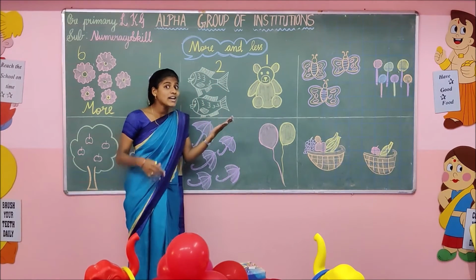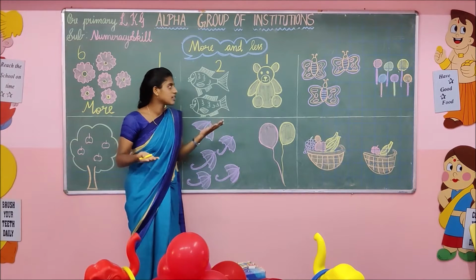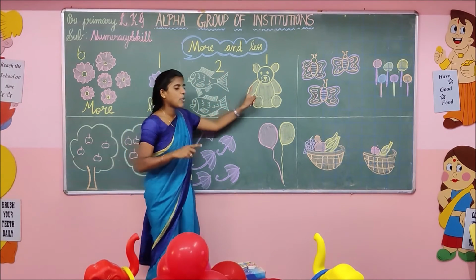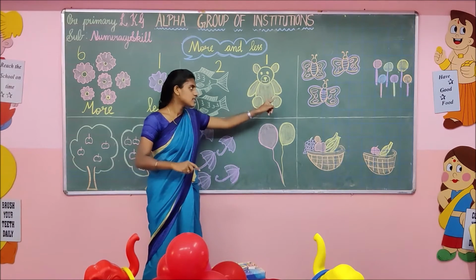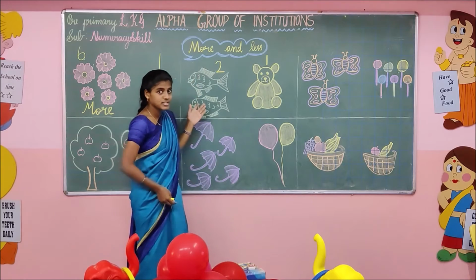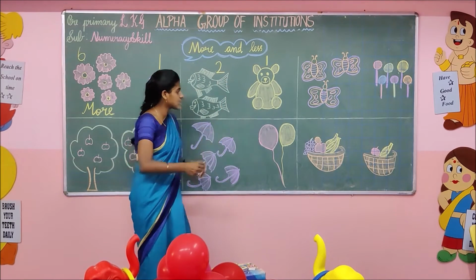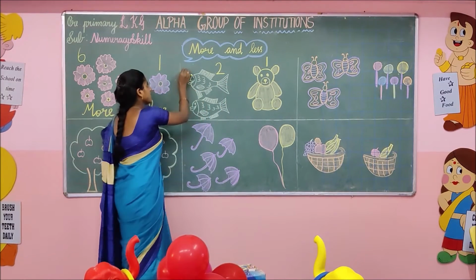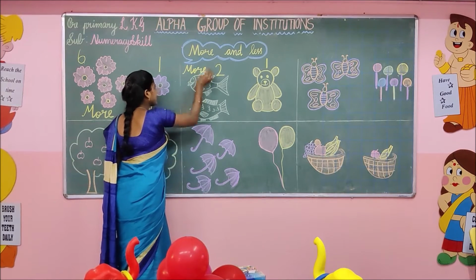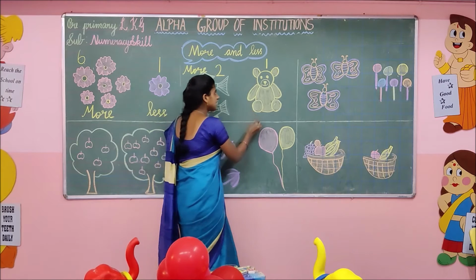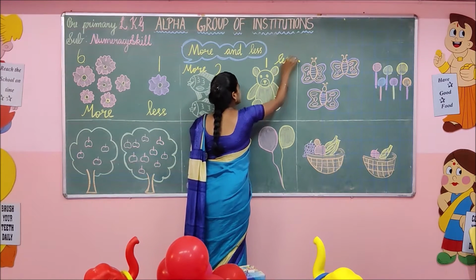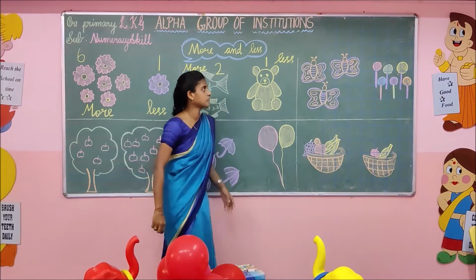Okay. Which is more and which is less? Yes, we have 2 fish. This is more. And we have only 1 teddy bear. This is less. On comparing, which is more? Fish is more and teddy bear is less. Shall we write more? M O R E. More. Teddy bear is less. L E S S. Less.